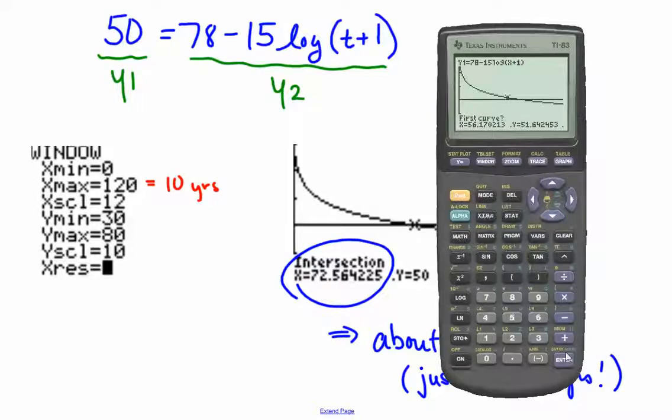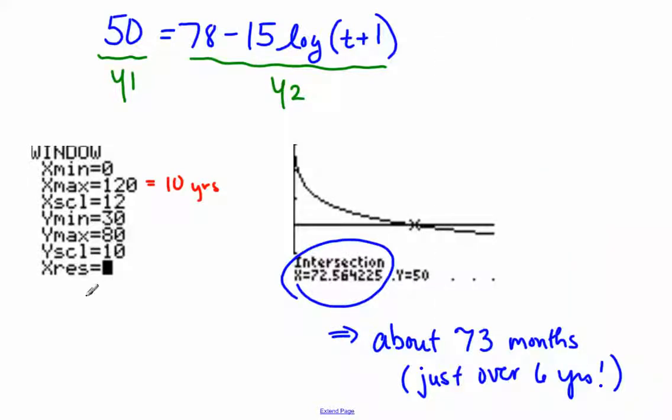Is this our first curve? Yes. Is this our second curve? Yes. And then what do I think is the point of intersection? Well, right about there where it looks completely flat, and it tells me about 72.56, same answer I got there, good news. So that would be about 73 months or just over 6 years. So these guys were good.